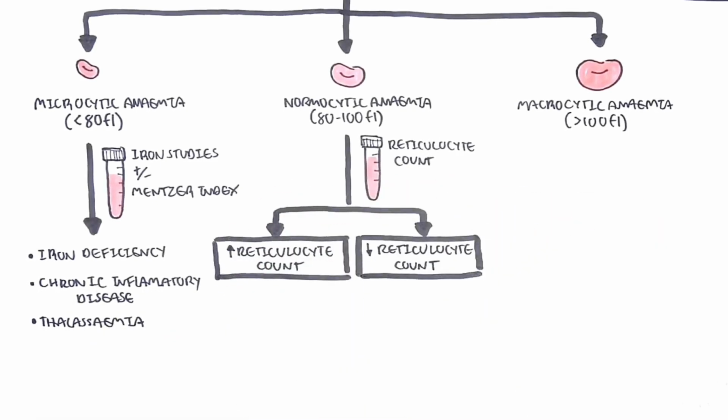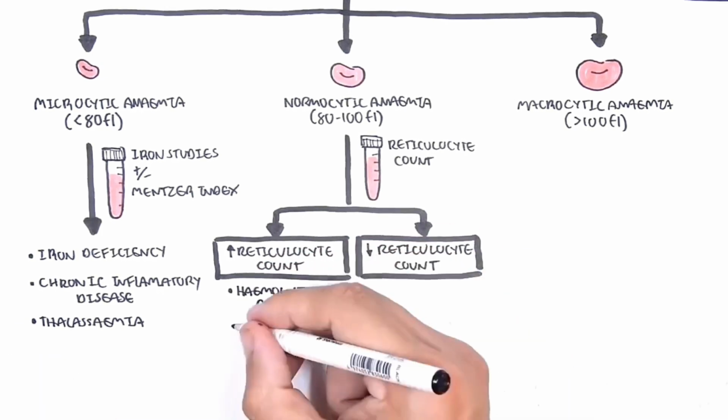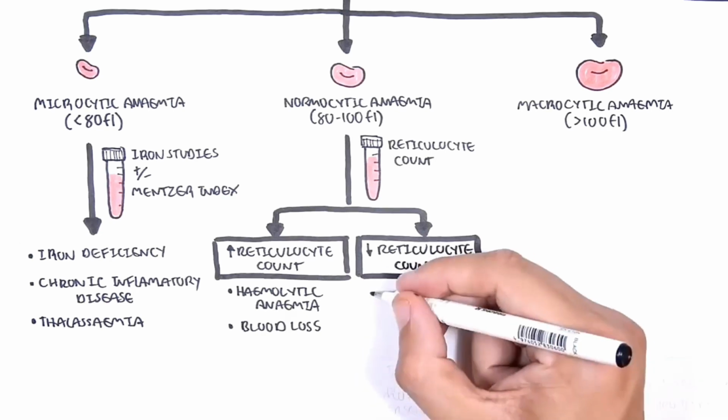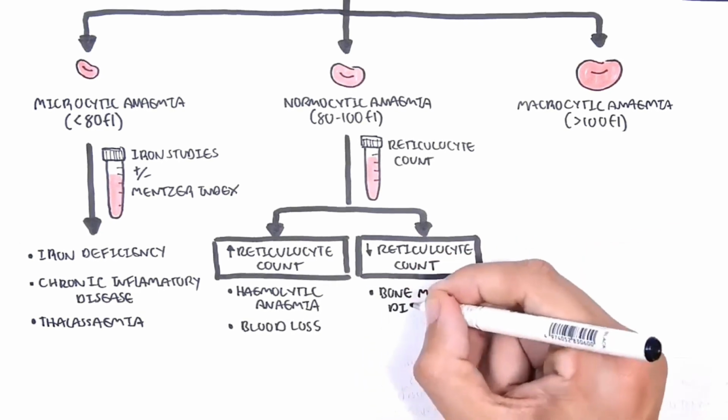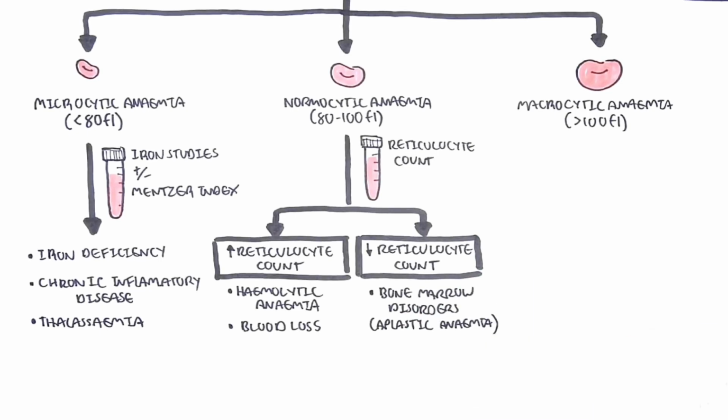If it's a high reticulocyte count, this can mean a hemolytic anemia or blood loss, because the body is trying to compensate and produce more reticulocytes to replenish the red blood cells that are lost. If the reticulocyte count is low, this could signify a bone marrow disorder, such as aplastic anemia, because the bone marrow is unable to produce adequate amounts of red blood cells.